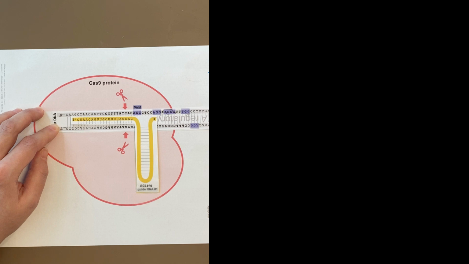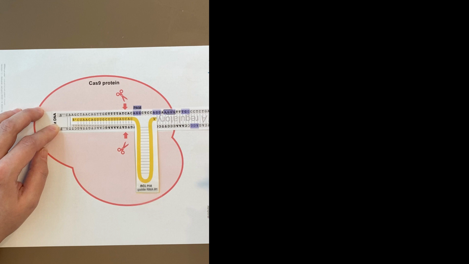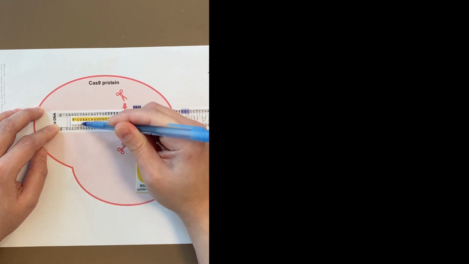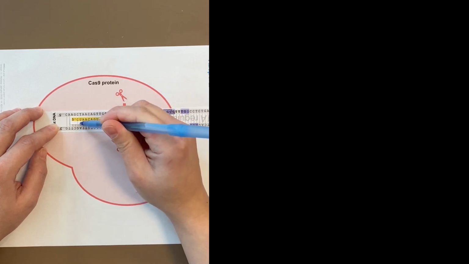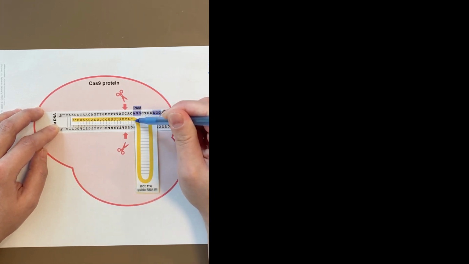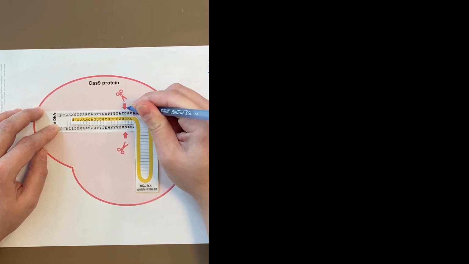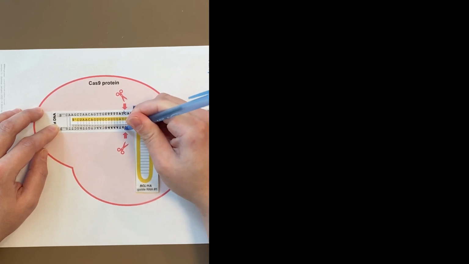Using this first PAM, I can already see that I have a match. When comparing the gRNA with the bottom strand of the DNA, I have a C pairing with a G, a U pairing with an A, and so on. In fact, the entire length of the guide RNA is complementary with the DNA sequence here. When you find the place where the guide RNA is complementary to the DNA, these arrows on the Cas9 protein indicate where Cas9 will cut the DNA. I'm just going to mark it, take the DNA out, and then cut it with scissors.